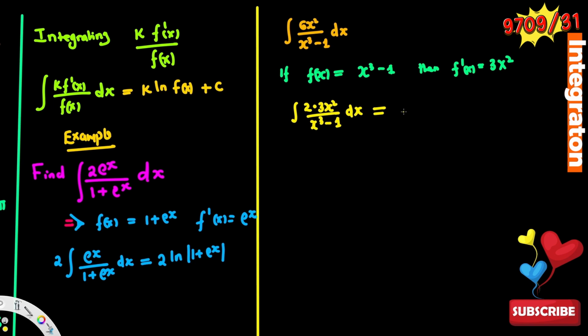Then we can write the original function that we were given in such a way that we have 3x squared at the top. Then we're going to take the 2 outside the integral, and we're going to remain with this function in such a way that the top is the derivative of the bottom. Then when you find the integral of this, it is going to be 2 ln of the denominator.